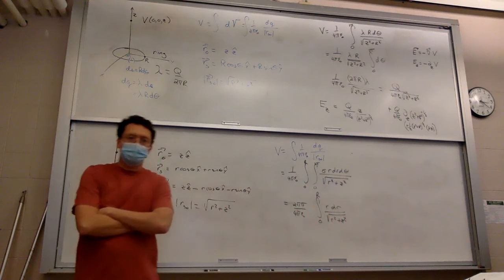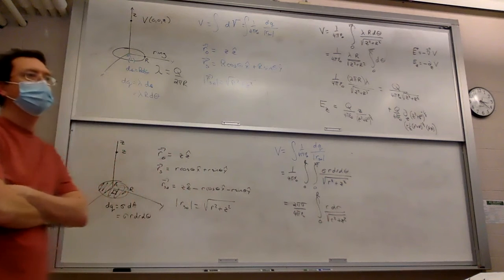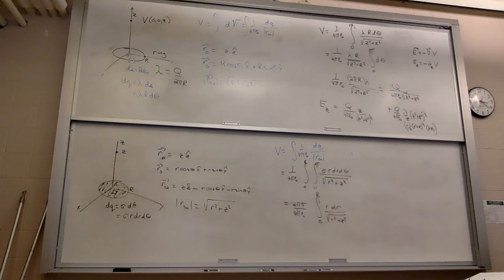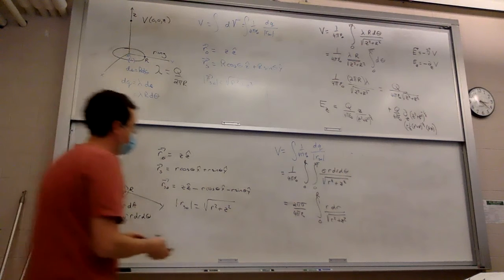How will you do that integral? What kind is it? It's a u sub, yep. What is u going to be? R squared plus z squared. Yep.